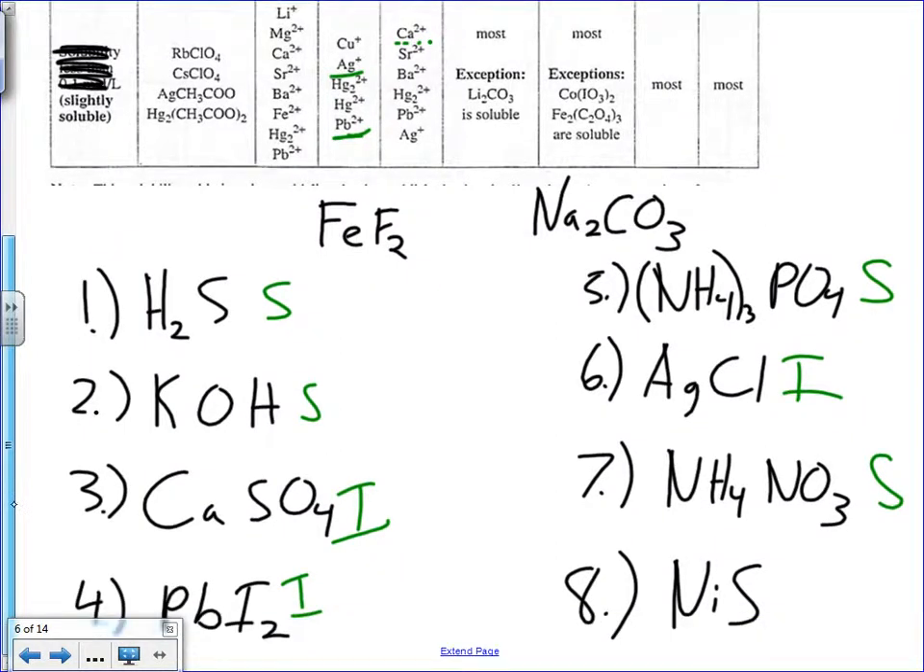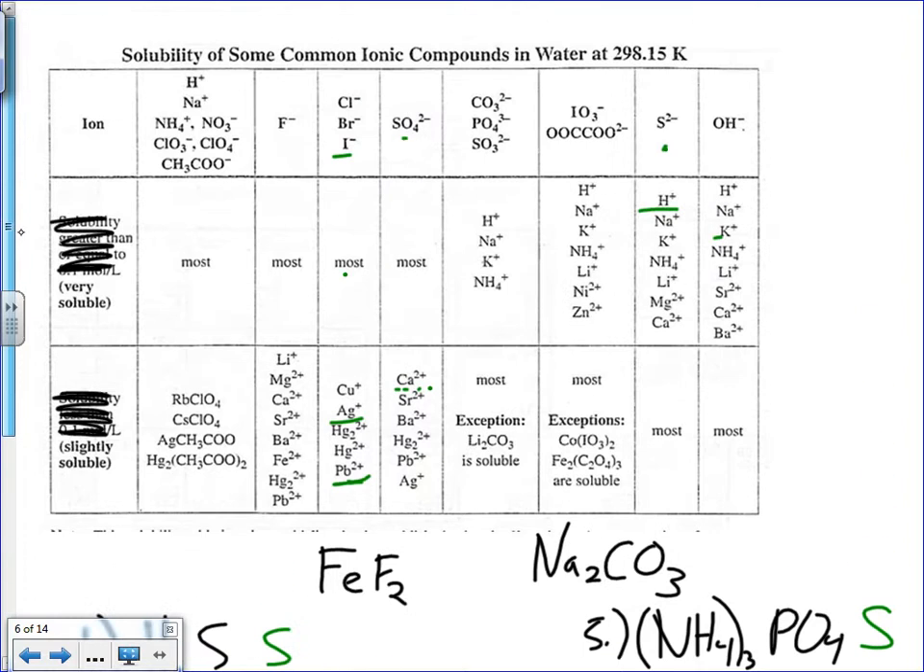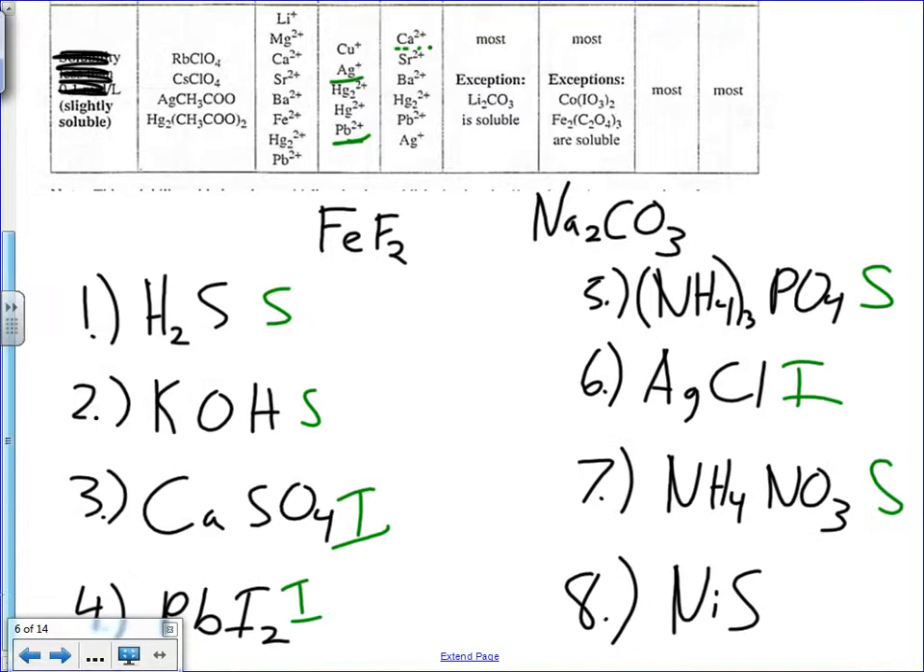And nickel 2 sulfide. So we go up here and we find sulfide. It's not listed here in the soluble row, so it must be included under most and be insoluble. Pretty straightforward? Okay.